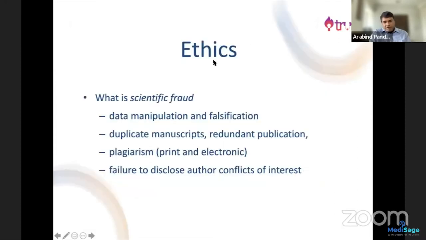When you start writing, it's important to avoid scientific fraud: no data manipulation, no falsification, no duplicate manuscripts, avoid redundant publication. Plagiarism is important, both print and electronic, of ideas and of language. And never fail to disclose authors' conflicts of interest.